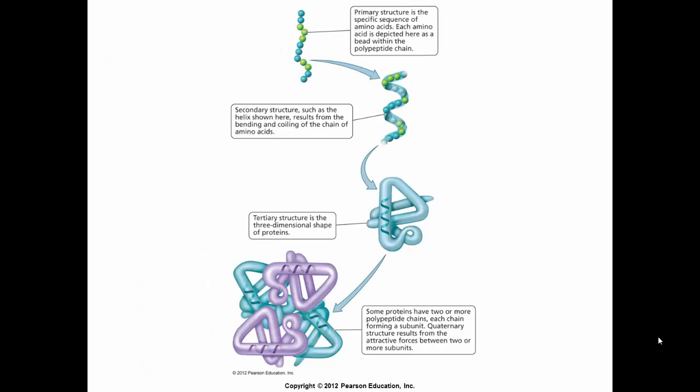So the primary structure is the specific sequence of amino acids. These are going to be determined by the genes. The secondary structure, such as the helix in DNA, results from bending and coiling of the chain of these amino acids. Tertiary structure is the 3-dimensional shape, such as from the hydrogen and the disulfide bonding, stabilizing the protein. And then the quaternary structure results from the attractive forces between 2 or more subunits.